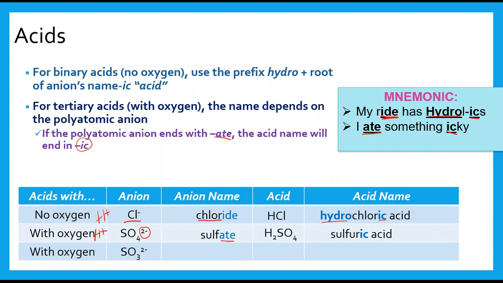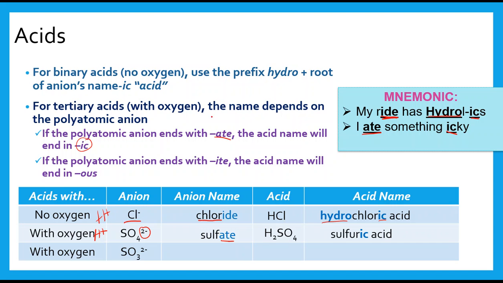If it ends in ate, change it to ic. The last one, if it has ite, it goes to ous. And of course, SO3 2-, because it has one oxygen less, that means it's going to be sulfite. And if we combine sulfite with our acid, our H+, we know we're going to need 2 H's. So this would be H2SO3 for the formula.